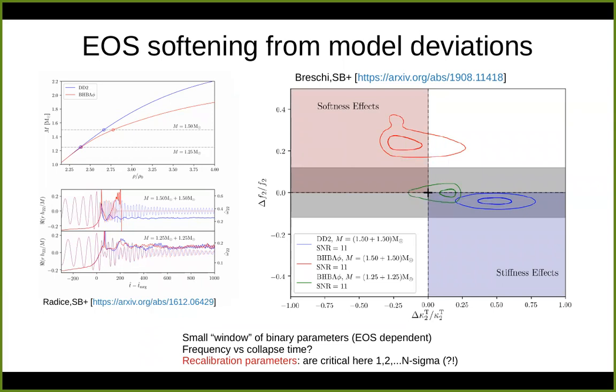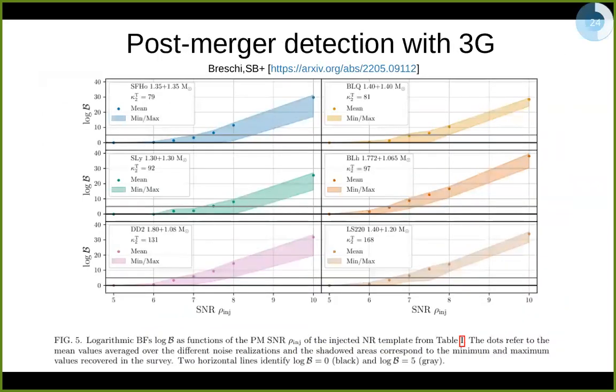Can I ask just about the post-merger signal? You keep talking about it as a spectrum, so it's not like a matched filter anymore. You're predicting the spectral shape. No, this is full match filtering. Okay. So it's continuous.